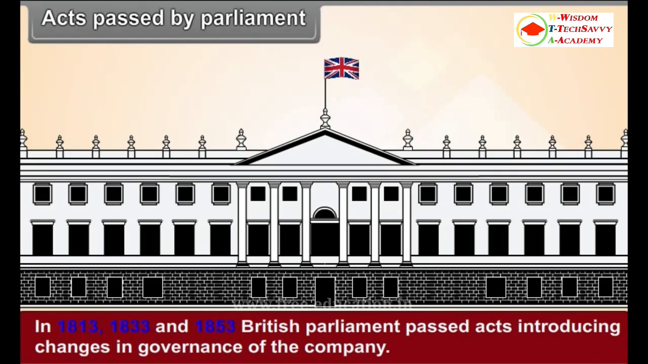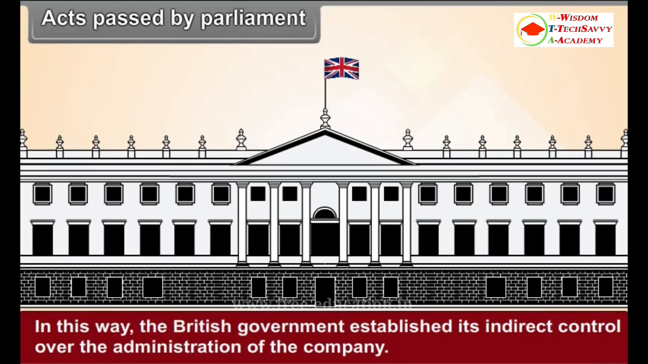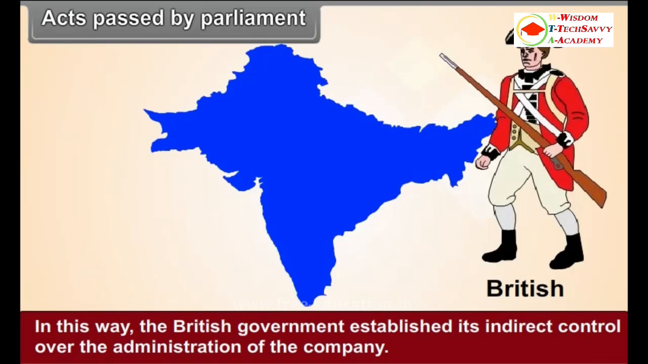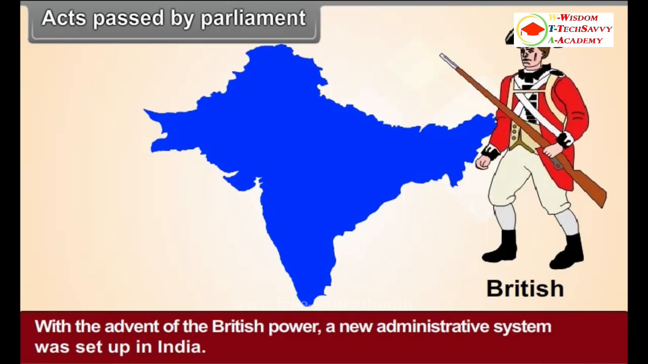With the advent of the British power, a new administrative system was set up in India. The civil service, the military, the police force and the judiciary were the main pillars of the British administration in India.